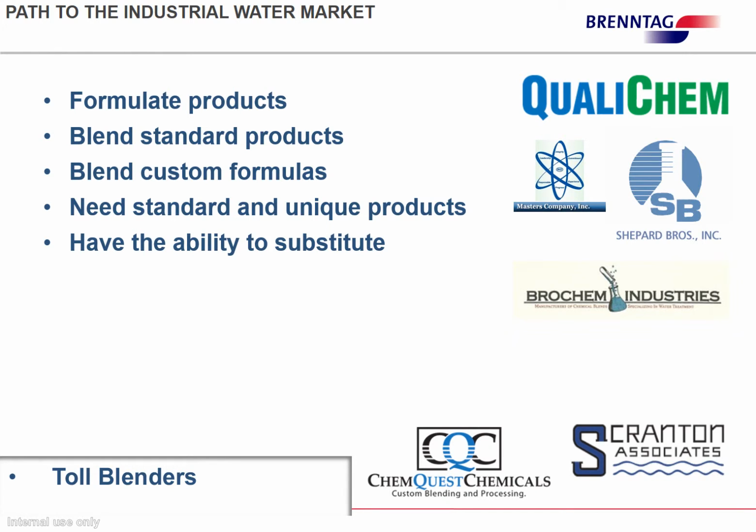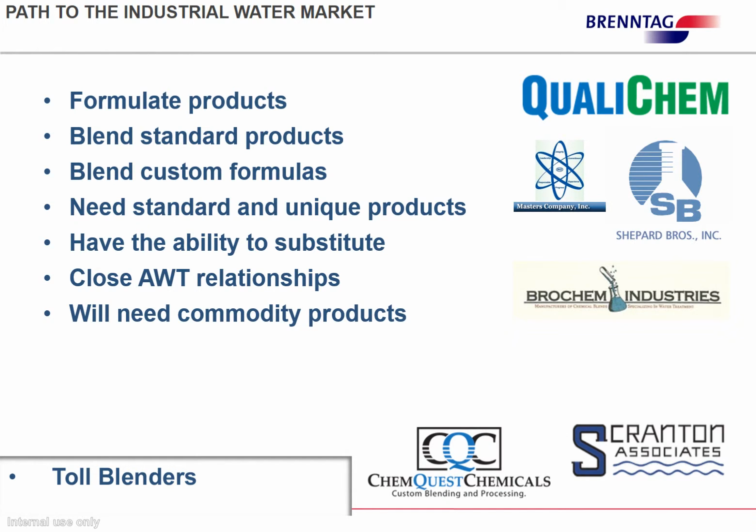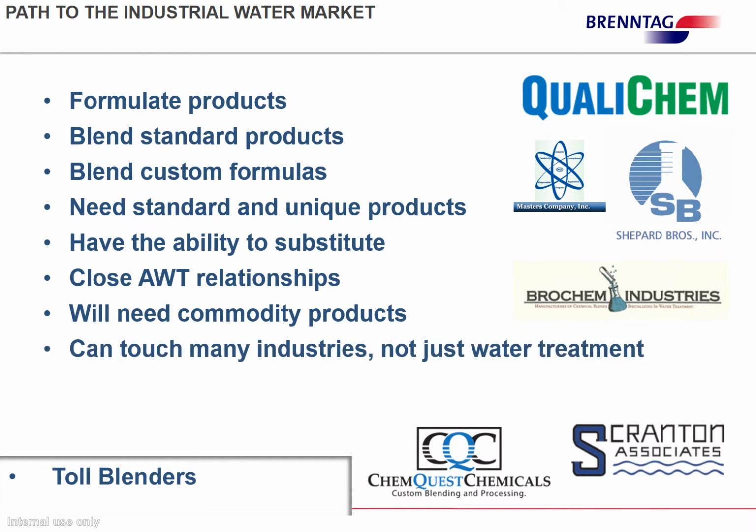They may have the ability to what's called substitute. In other words, they may have a product called XYZ, but ABC may be the exact same chemistry, and they can substitute ABC for XYZ. They typically have a very close relationship with AWT members. They will also need commodity products.